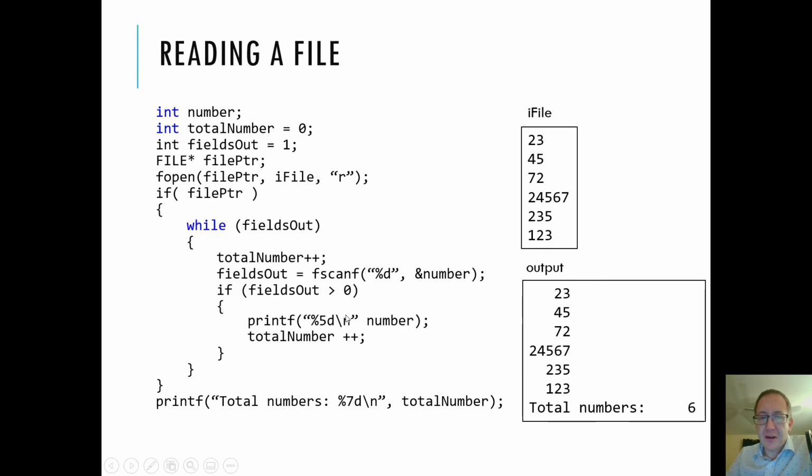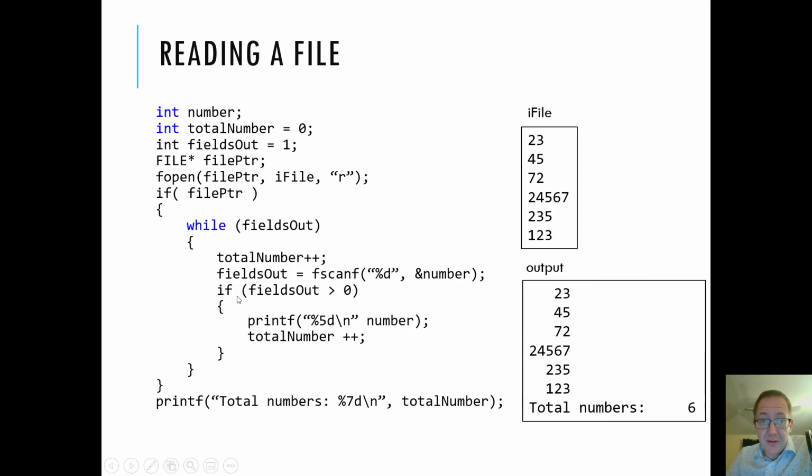If fields out is greater than 0, let me see here. It's getting a number. It's getting it from the first parameter from the file. No, I'm getting the number from the file. And the file pointer should be something else. Anyways, I'm going to move on and double check on this afterwards.